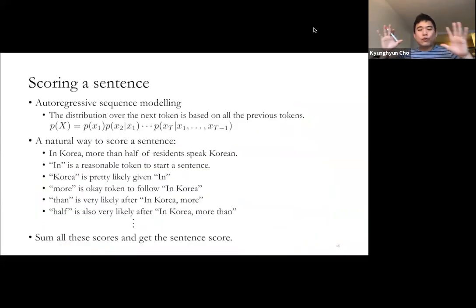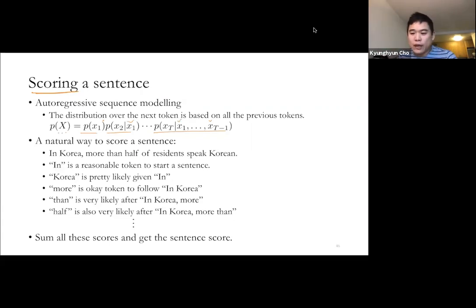Now, once we train these supervised learning systems, or once we train this language model, what we can do with it is score a sentence. And how do we score it? Given a sentence, all we need to do is use this text classification module to compute the probability of each token given all the previous ones, right? And all we need to do is multiply all those probabilities.